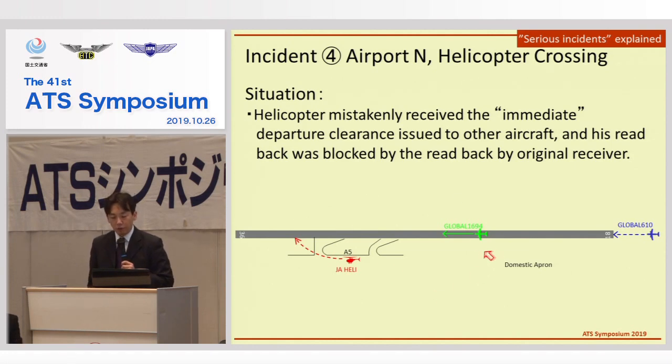Global 1694 noticed that Juliet Alpha Hotel Echo Lima India took off from taxiway Alpha 5 and was crossing over the runway. So Global 1694 rejected takeoff. Another aircraft, Global 610, was on a 0.8 mile final of runway 18, and the controller instructed Global 610 to go around, but Global 610 landed on the runway.